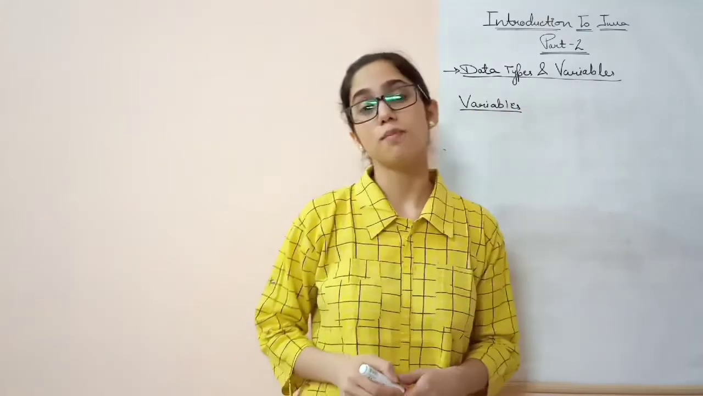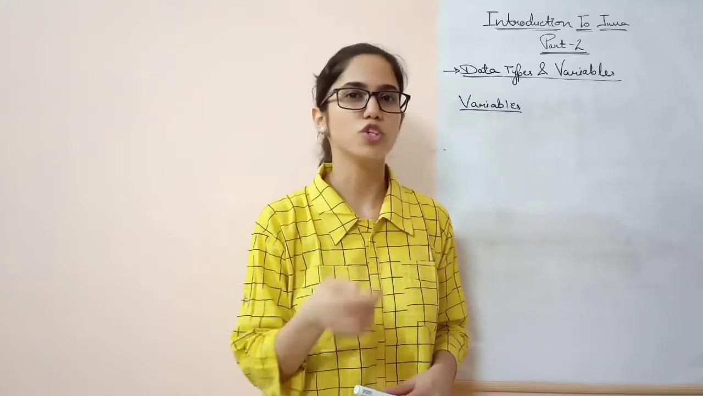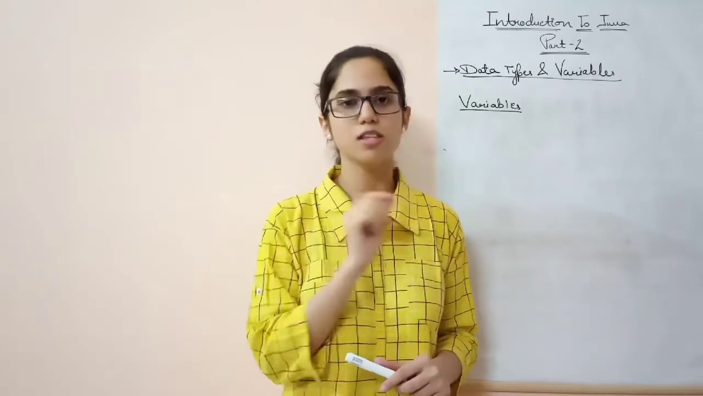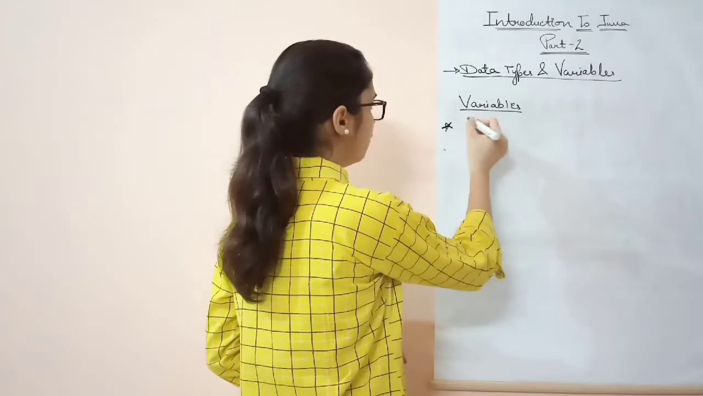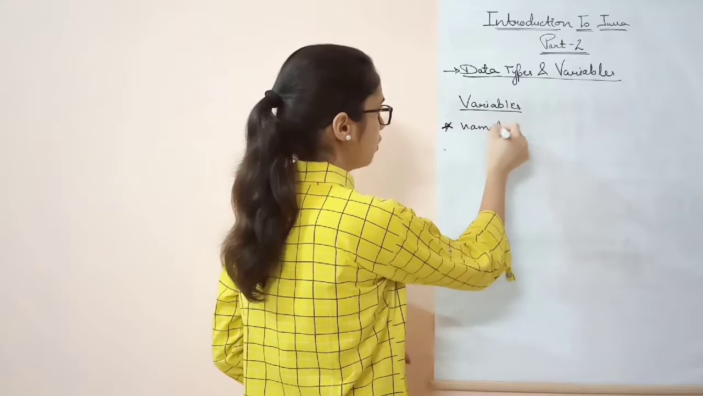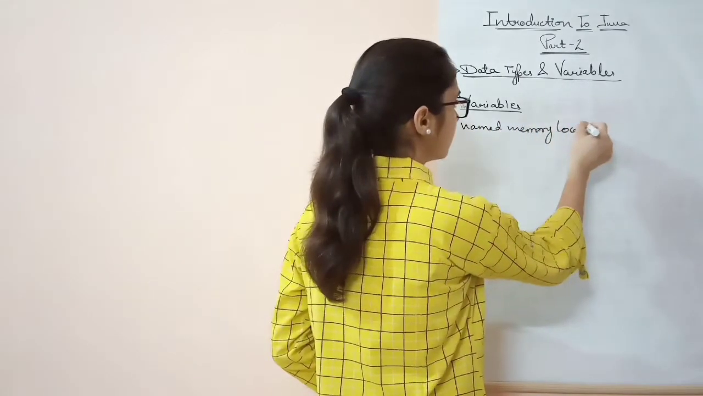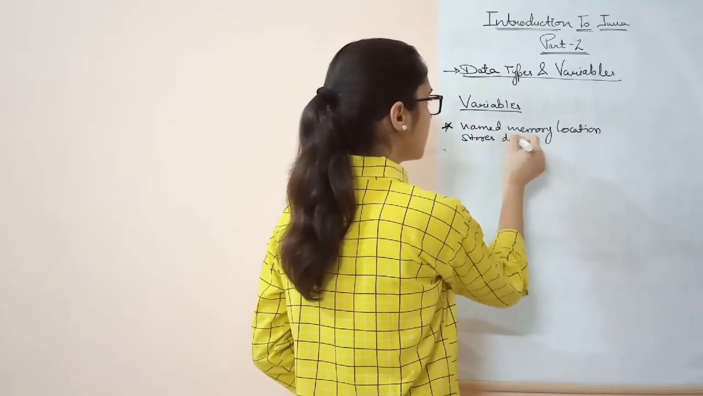So, if I have to talk about variables, I will say a variable is a kind of container that holds your data temporarily. Now, this variable has a certain type and size associated to it, which is determined by data type. Let's talk about the definition. A variable is a named memory location that stores your data temporarily.